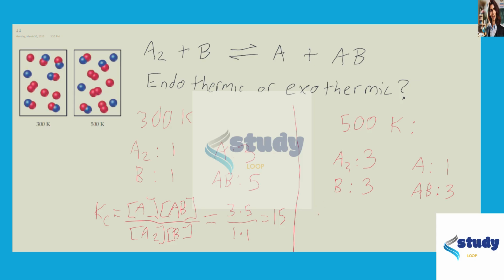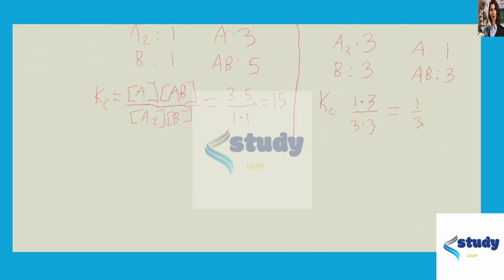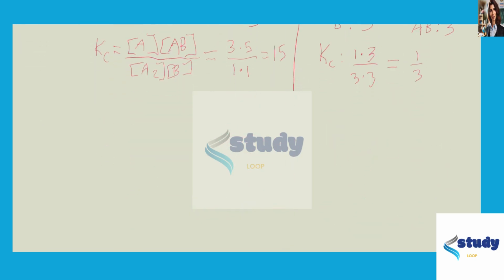Let's compare this to our equilibrium constant for our other situation. We're going to use the same equilibrium expression as before. So A times AB, that's 1 times 3 in the numerator, and A2 times B, that's 3 times 3 in the denominator. That equals 1/3. So with this information in mind, we're looking at how at 300 K, we have a Kc of 15, and at 500 we have a Kc of 1/3.